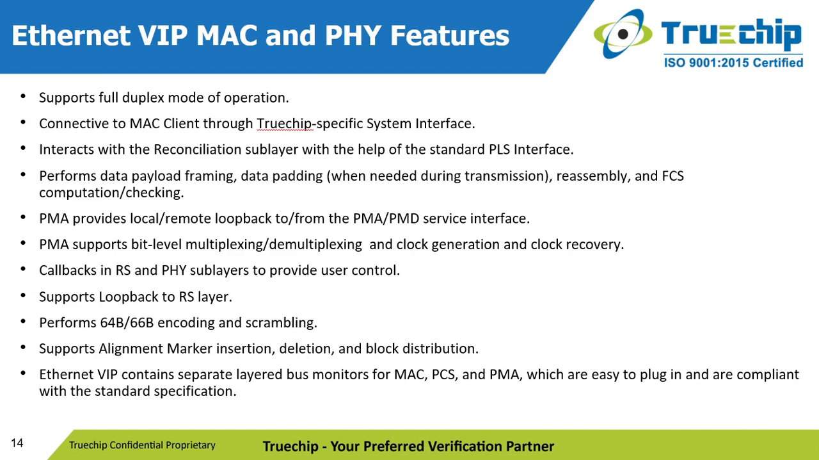PMA provides loopback with the corresponding PMA-PMD service interface. PMA supports bit-layer multiplexing and demultiplexing, clock generation and recovery. Callbacks in the RS and PHY sublayers provide user control. It supports loopback in the RS layer, and performs 64B/66B encoding and scrambling. It also supports alignment marker insertion, deletion, and block distribution. The Ethernet VIP contains separate layered bus monitors for MAC, PCS, and PMA, which are easy to plug in and are compliant with the standard specification.